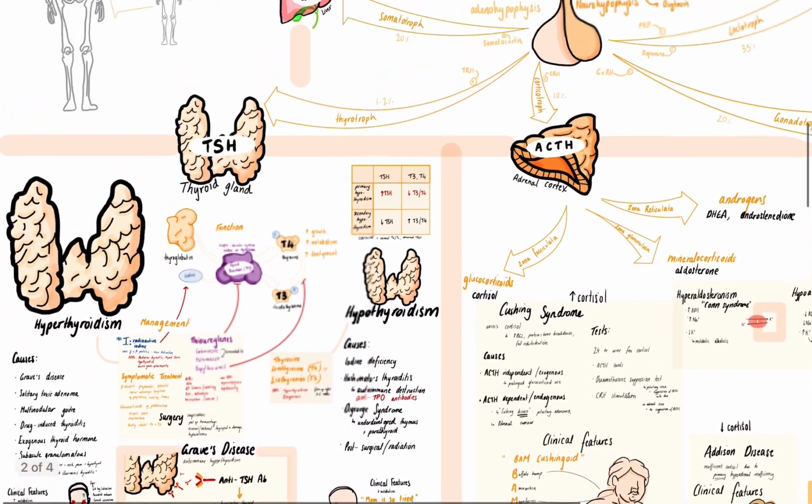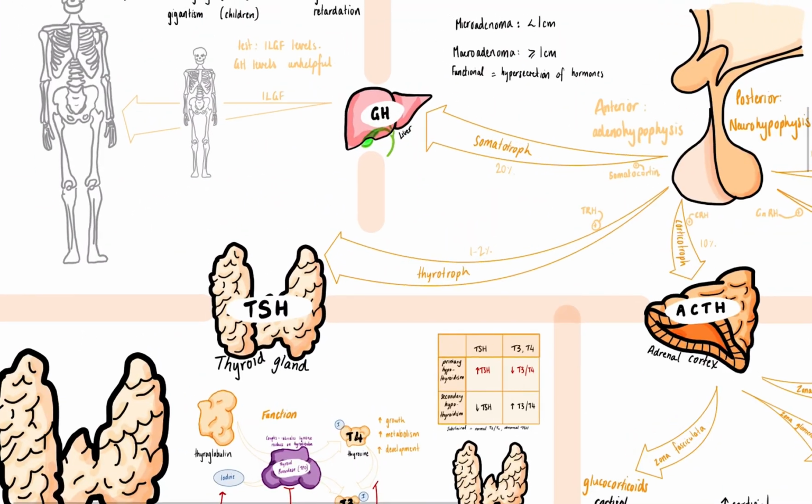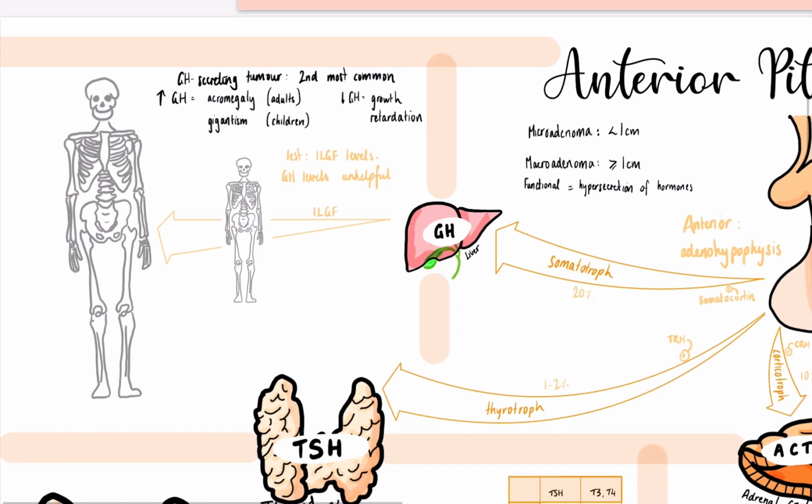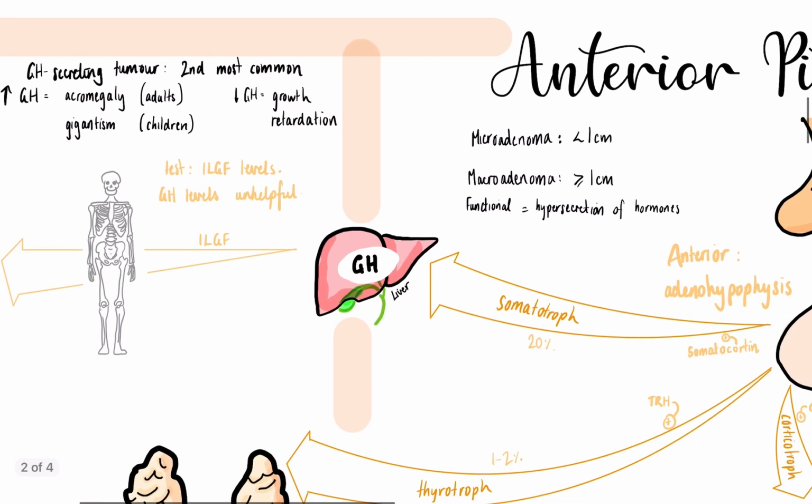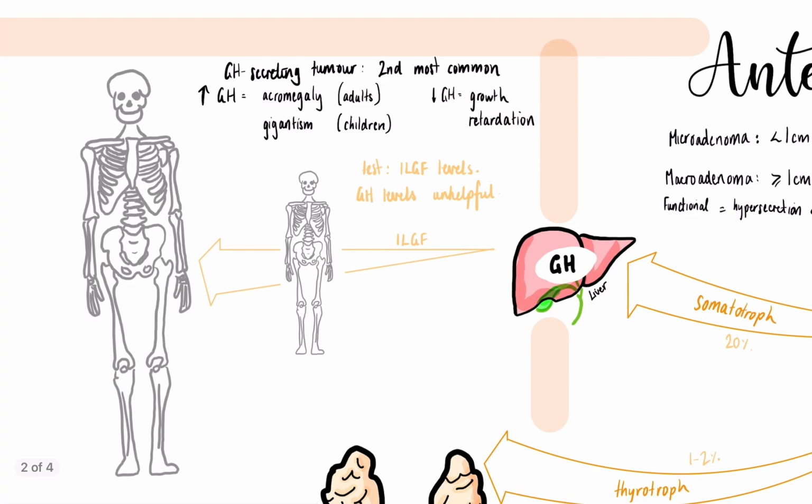Now, moving on to the other most common pituitary adenoma, we have the growth hormone secreting pituitary adenoma. So if you get an increase in growth hormone, or a GH secreting tumor, you're going to get something called acromegaly in adults or gigantism in children. And this is because the growth hormone acts on the liver, which in turn produces something called insulin-like growth factor.